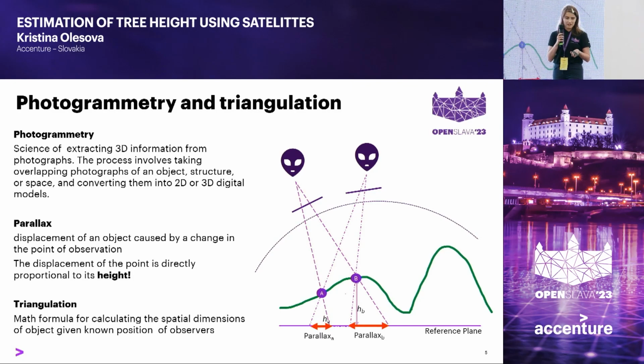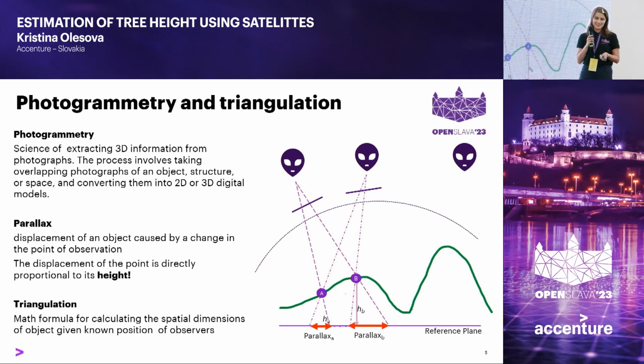As you see on the graph, the parallax for point A is much smaller than the parallax for point B. And you can measure this parallax easily, because you know these points on the pictures, and you know the position of the observers, because the satellites are very well located. Then you can use a simple triangulation formula and you can get the spatial dimensions.